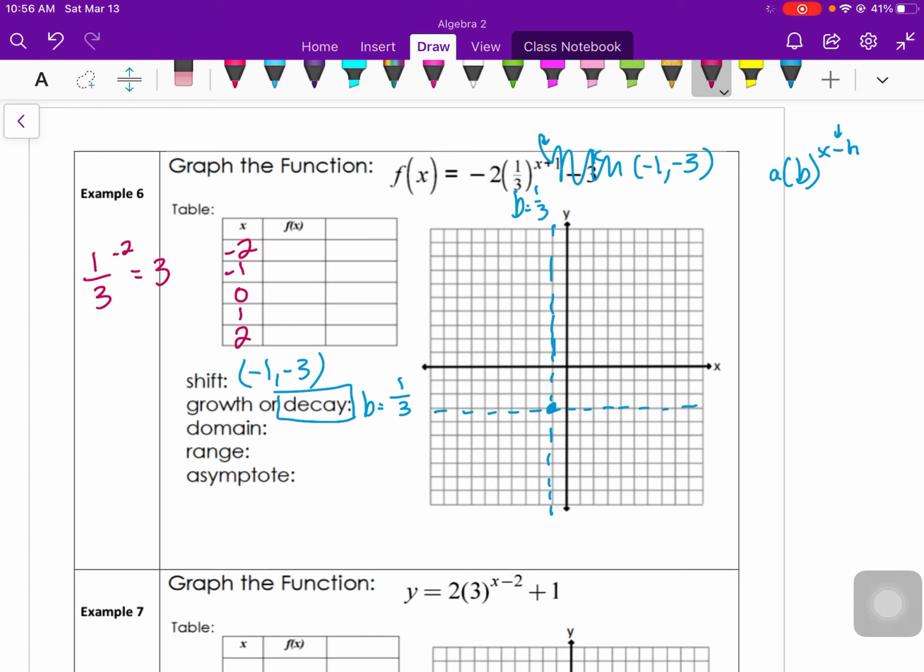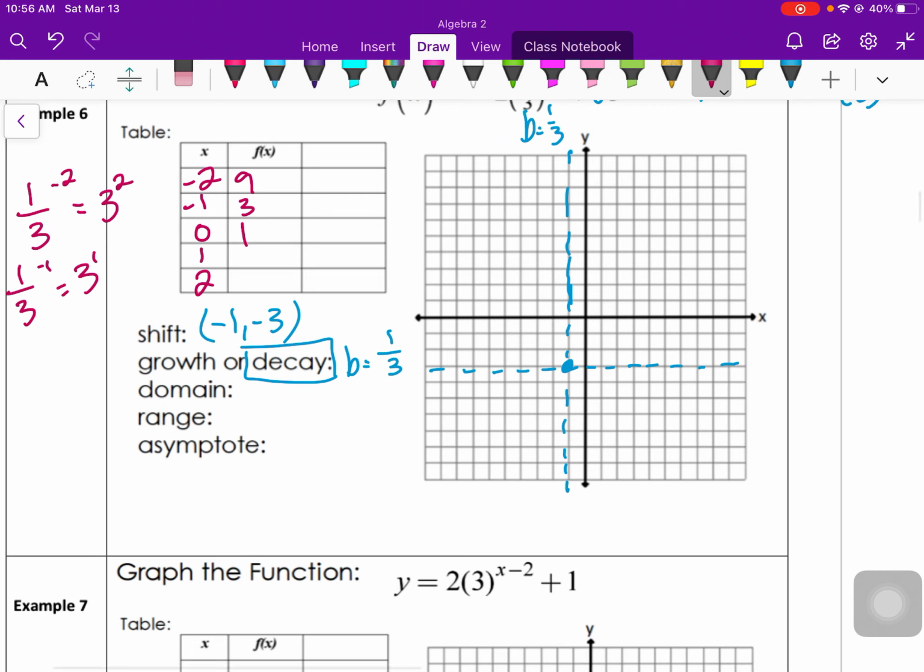Notice it's negative. I've got to flipperoo those around. So 3 squared, I end up with 9. I'm going to do the same thing. 1/3 to the -1. I'm going to flipperoo those around. So I get 3. Anything raised to the 0 power is 1. And then I have 1/3 raised to the first power. So I do get 1/3. A decay.